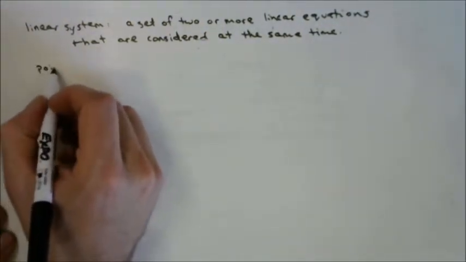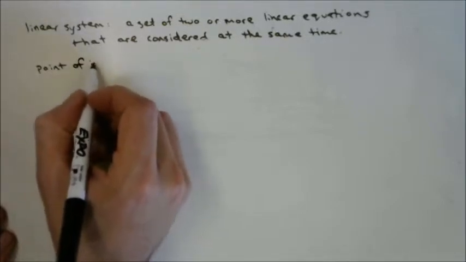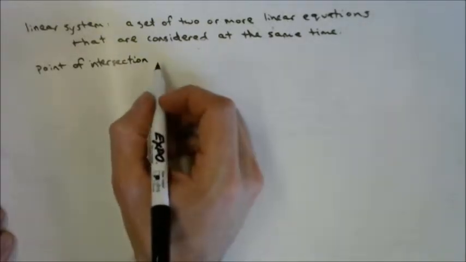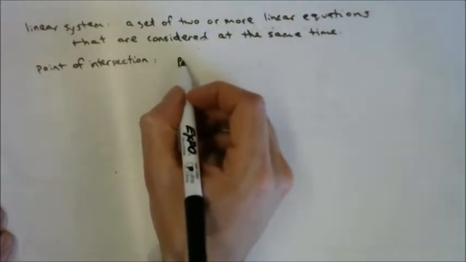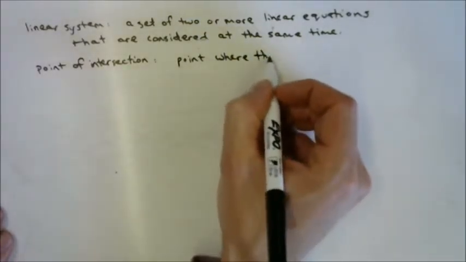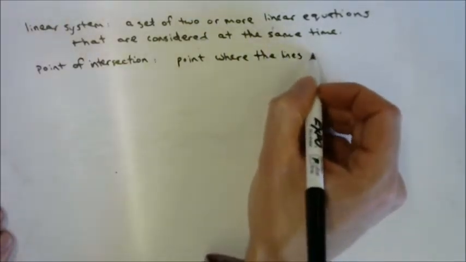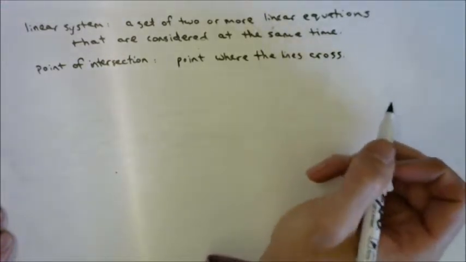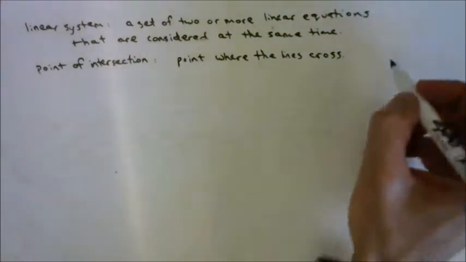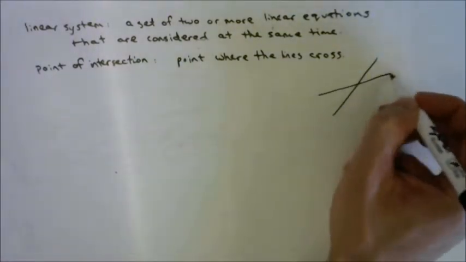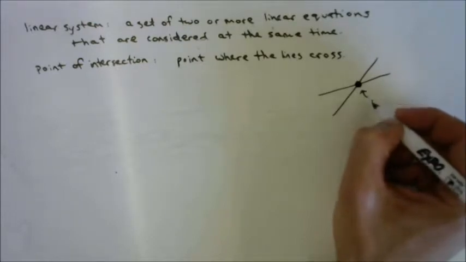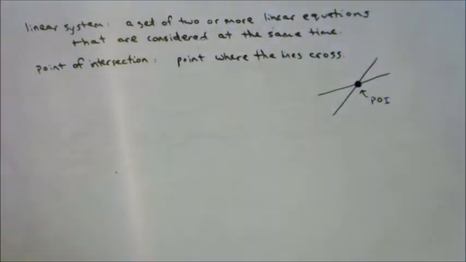Second thing there is the point of intersection. The point of intersection, this is the point where the lines cross. Okay, so if you draw a little bit of a diagram, you have some space there. Right there is the POI.